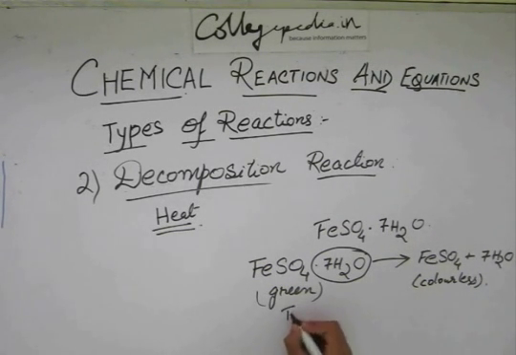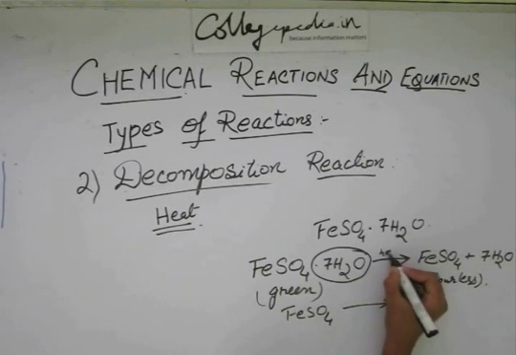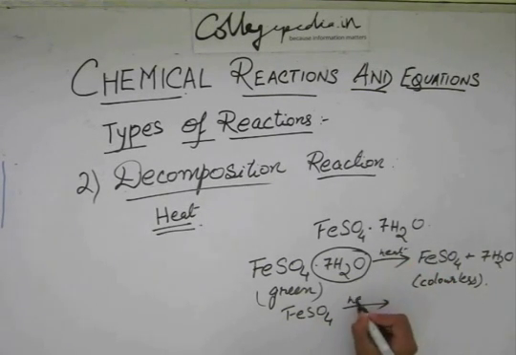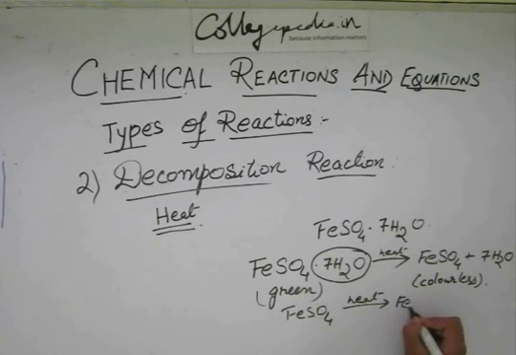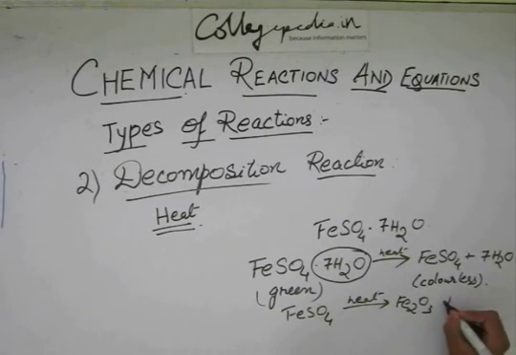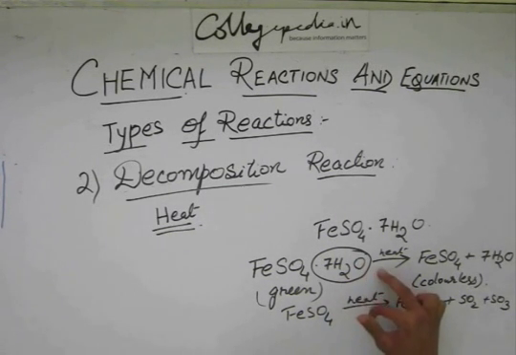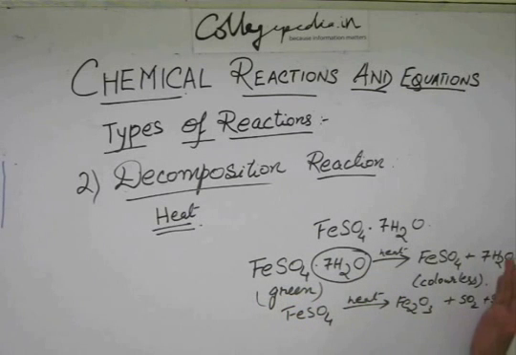And then this ferrous sulfate, when you heat it, this also needs heating, gives Fe2O3 plus SO2 plus SO3 and balance it accordingly. So it's a two-step reaction. First it loses its water, then it breaks down into this.